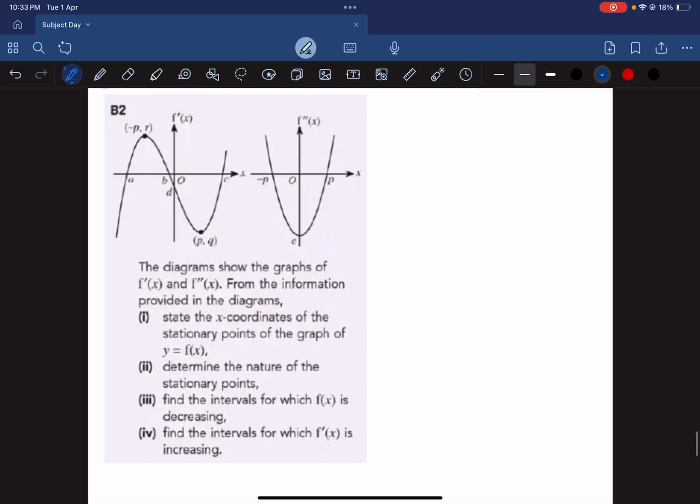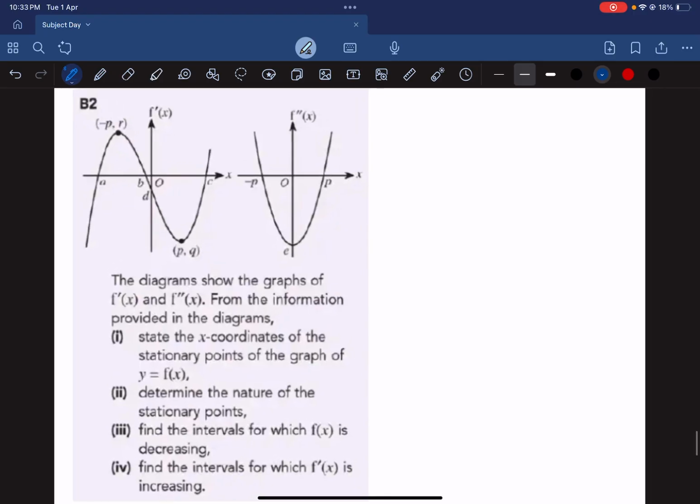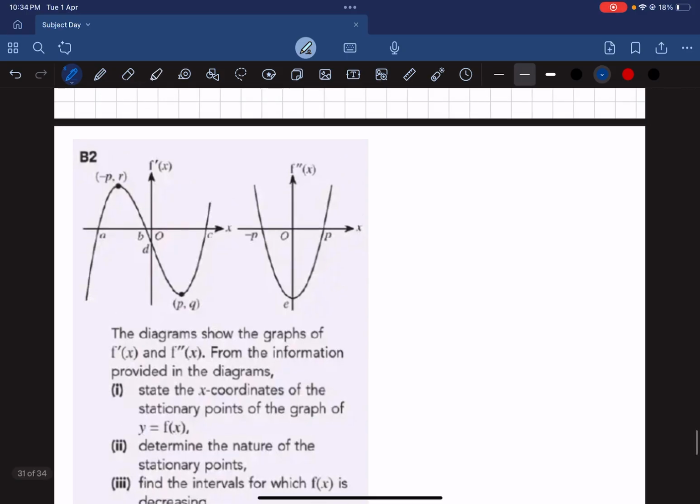Okay, question 2 is a real test of your understanding of what dy over dx and d square y over dx square mean. So let's look at part 1. I'm given this graph of f prime x, or in case you find this unfamiliar, this is equivalent to dy over dx, but instead of y, my function is now f x. And f prime prime x is d square y over dx square.